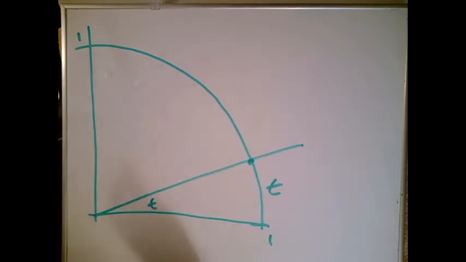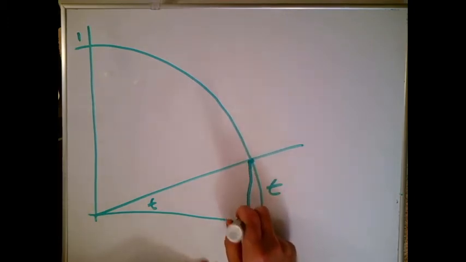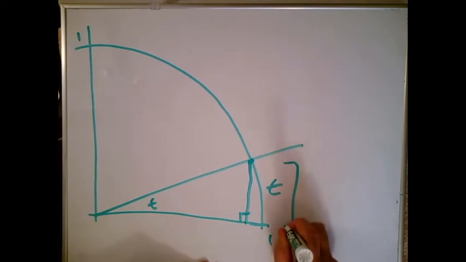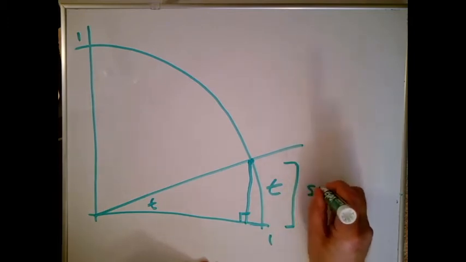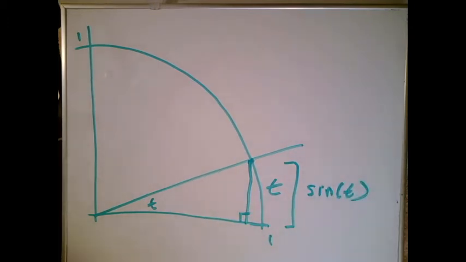We need a little bit more. We need something to look at. So what I'm going to do is draw the perpendicular that goes down like this, and sine t is going to be exactly that height, because that's what the definition of the y-coordinate is. So sine t is actually just the length of that little piece right there.